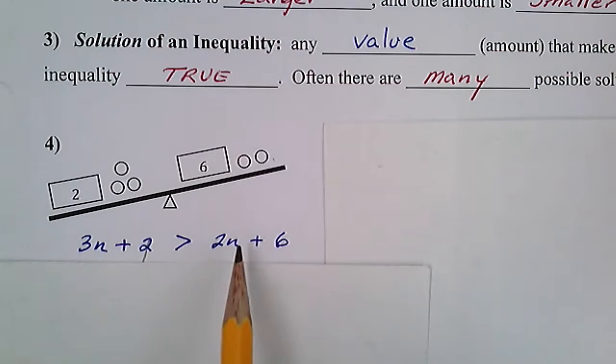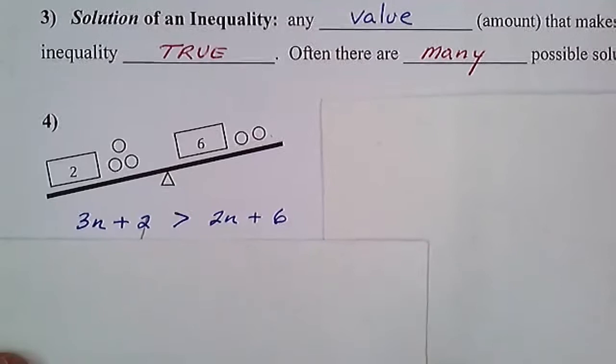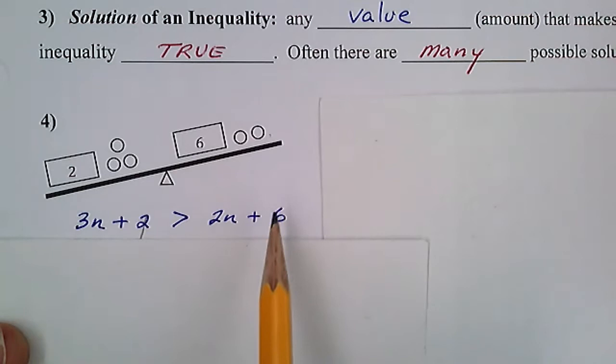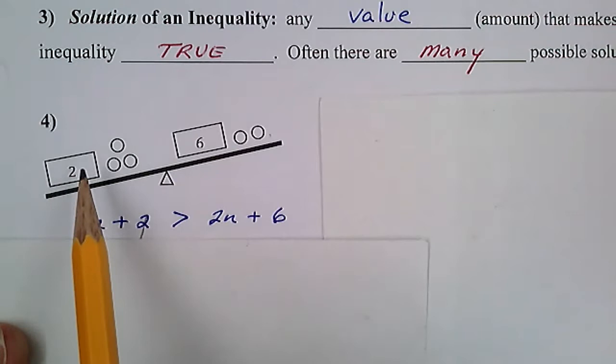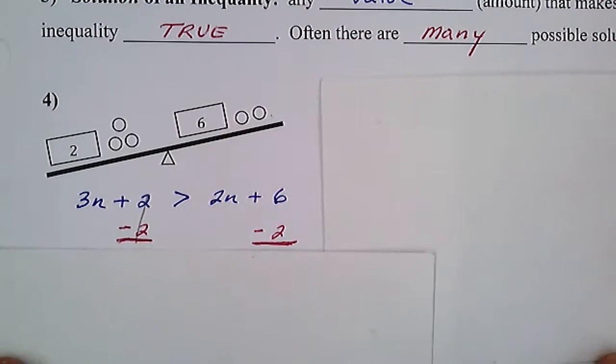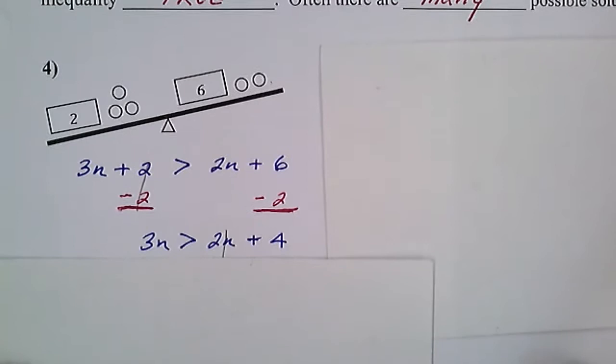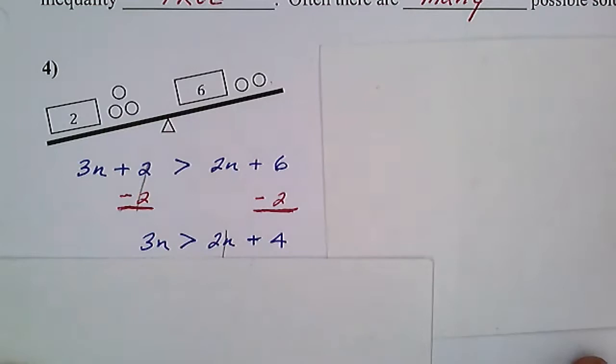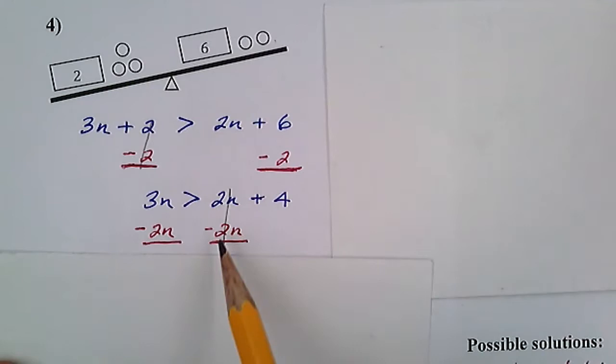Okay, now let's go ahead and just solve this. We're going to use our standard equation steps. The first thing I'm going to do is subtract 2. There's more weight over here, so I'm going to subtract 2. That would be like taking off 2 pounds from both sides. And that gives me 6 minus 2 is 4. Now I'm going to remove 2 nuggets from both sides. If I canceled those, I would take 2 nuggets off of the left side. That's what I'm doing algebraically. So 3 nuggets take away 2 nuggets leaves me with just 1 nugget.